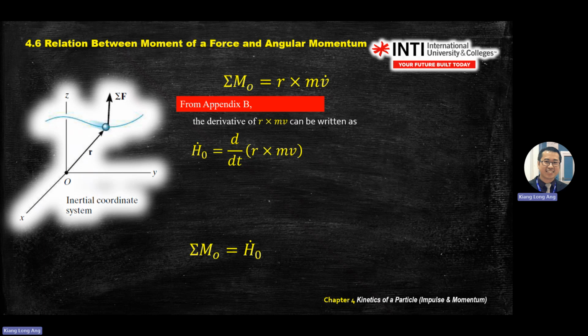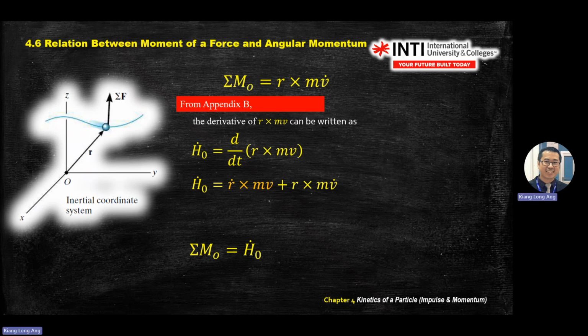Just now we know the angular momentum, or moment of momentum, equal to h. If we differentiate with time, we have h dot there. So when you write h dot, it means we differentiate r cross mv with time. This is a cross product and we differentiate. So go and see Appendix B, how this process goes from here to here. There's a detailed explanation there.